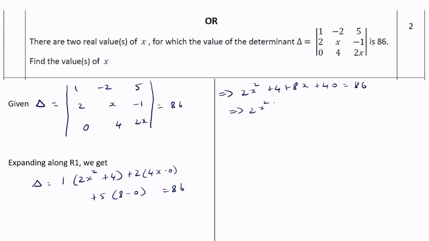That is 2x square plus 8x minus 42. This is equal to 0. So here 2 is common, we can take it outside. So it is 2 into x square plus 4x minus 21 equal to 0. Now this cannot be 0. So x square plus 4x minus 21 is 0.